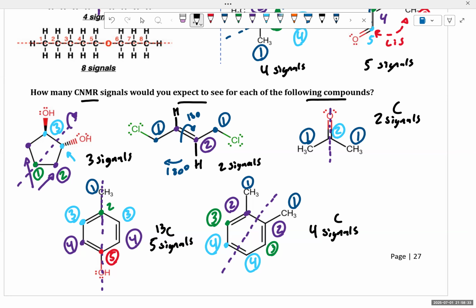So as you can see for carbon NMR spectra, you have to be on the lookout not only for axes and planes of symmetry, but also for interconversions via rotation.